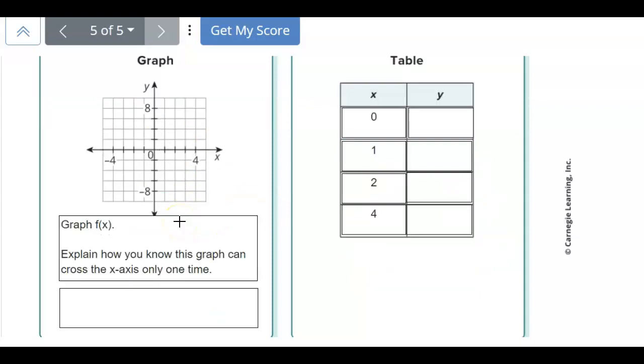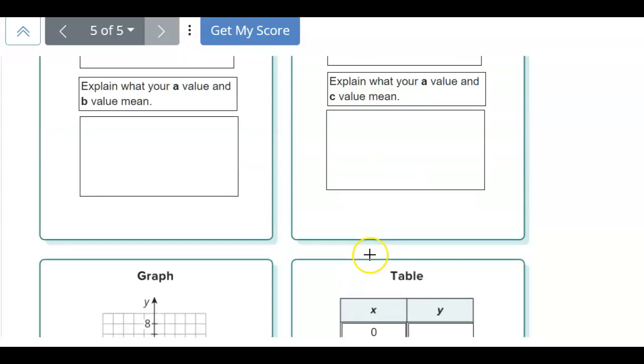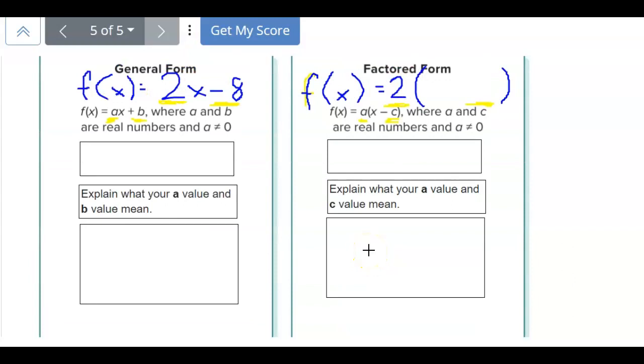Doesn't matter to me. Also, once you graph, explain how you know that the graph of this function can only possibly cross the x-axis one time. It can't cross more than once. It will definitely cross once, exactly once. And then what you're going to do is you're going to create a table of values if you haven't already.